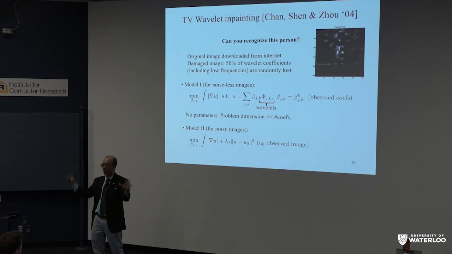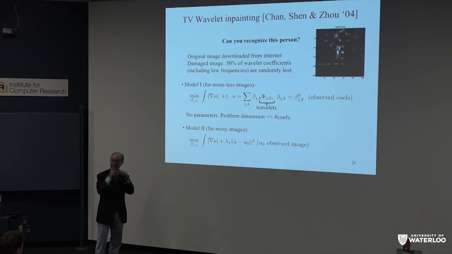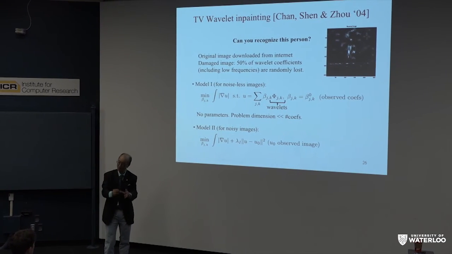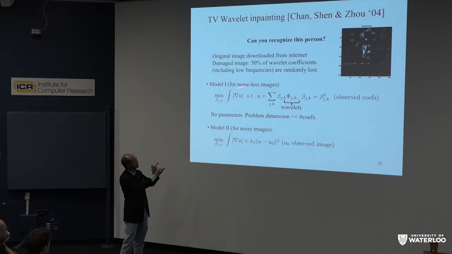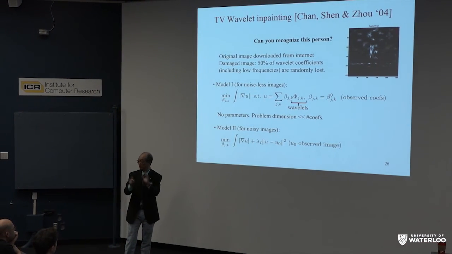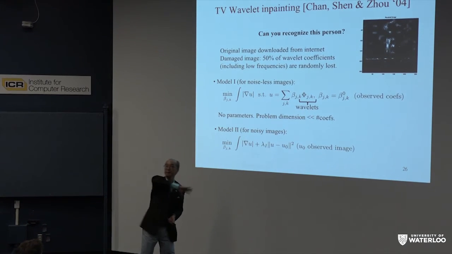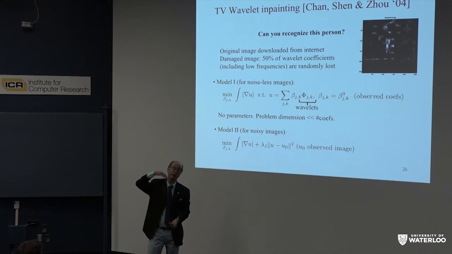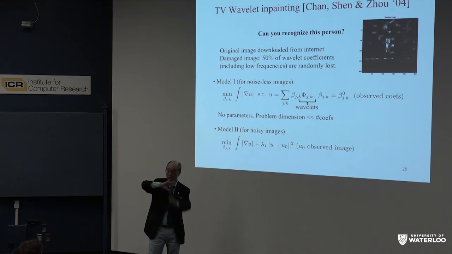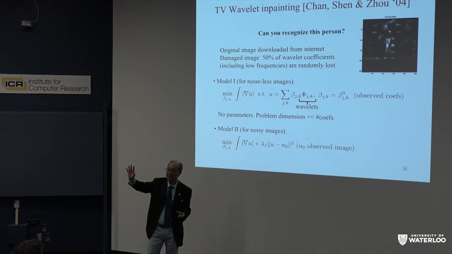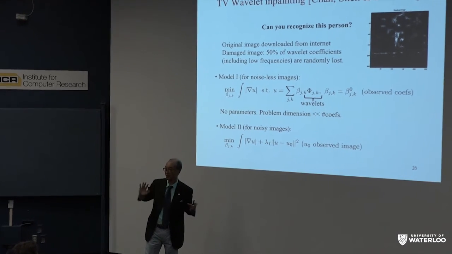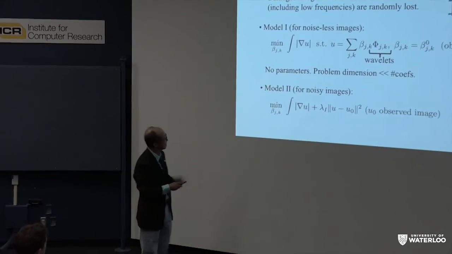But the overall image has to be as regular as possible, and in this case, I measure that by this TV norm. Very elegant, right? I have missing things. When I have the data, I want to match it. When I don't care, I let it have a degree of freedom. And then overall, after you recover, I want that function to be nice. Actually, very high level. And that's what we do.